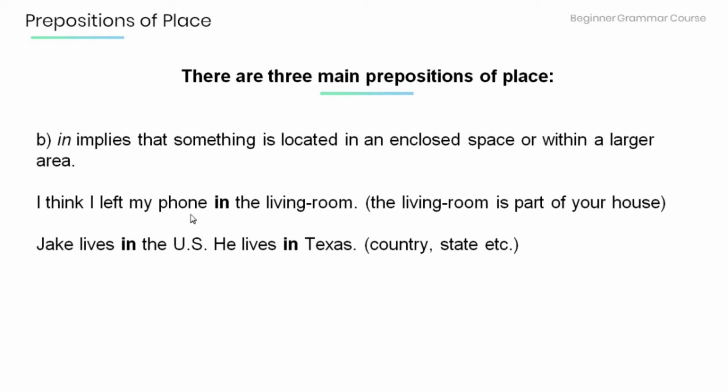I think I left my phone in the living room. Meaning that the living room is part of your house. And in this sentence, Jake lives in the US. He lives in Texas. In the first sentence, the preposition of place in refers to the country, US. And in the second sentence, the preposition of place in refers to the state.